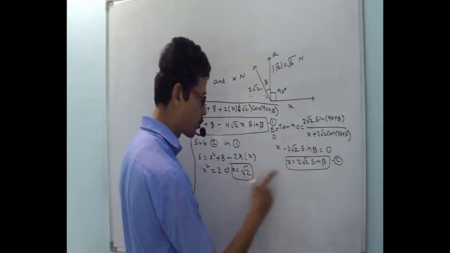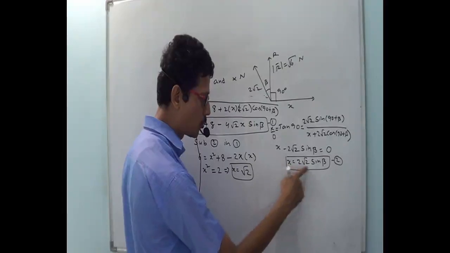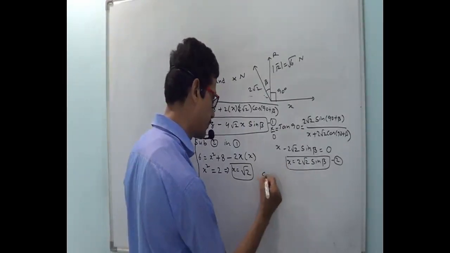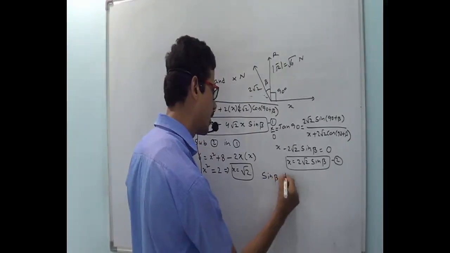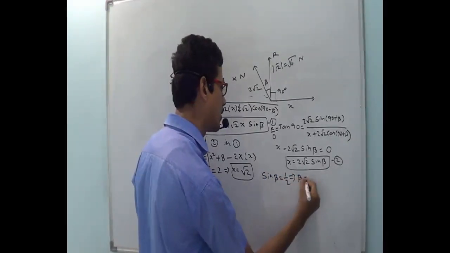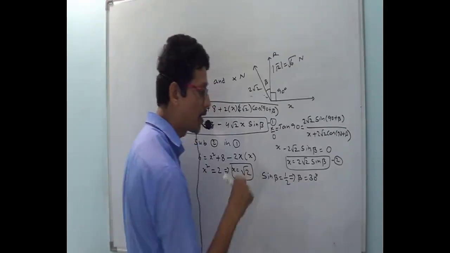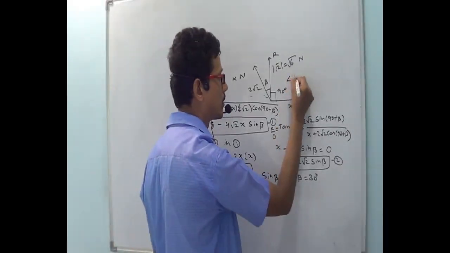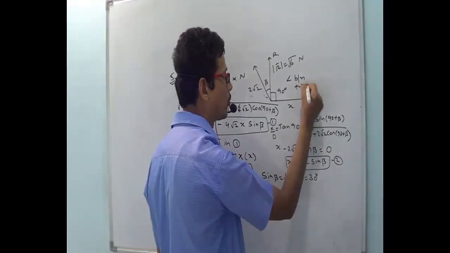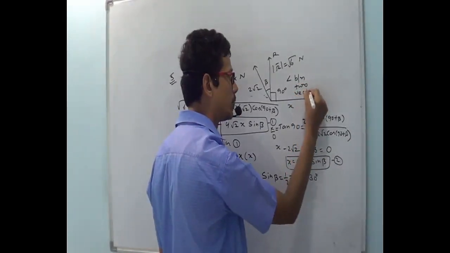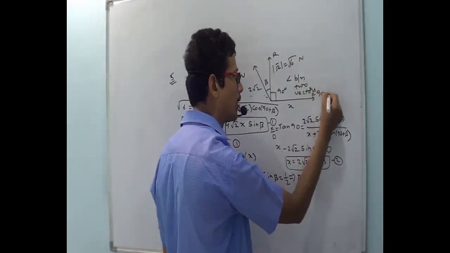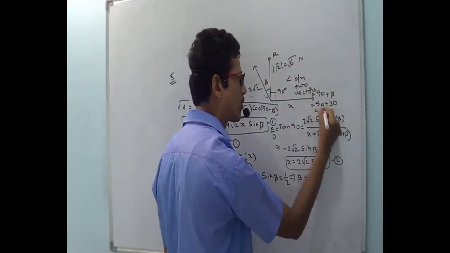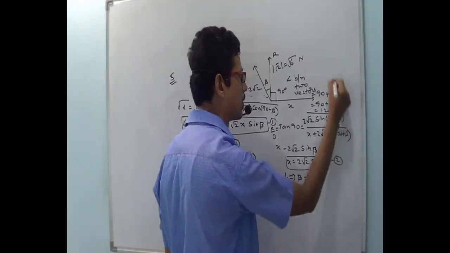So I will put this root 2 here. So root 2 and root 2 will get cancelled, and sin beta you will get half. Sin beta is half. What is beta then? Beta is 30 degrees. What is our answer? 120 degrees. Angle between two vectors is 90 plus beta, na? So 90 plus 30. So what is the answer? 120 degrees. Okay.